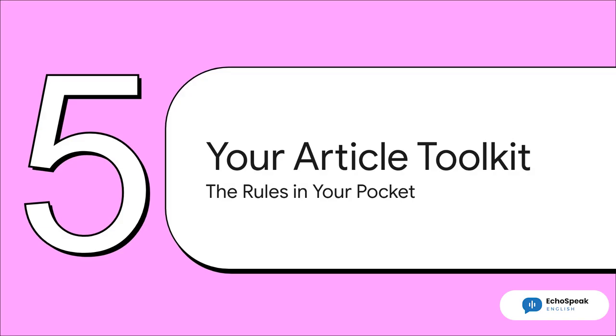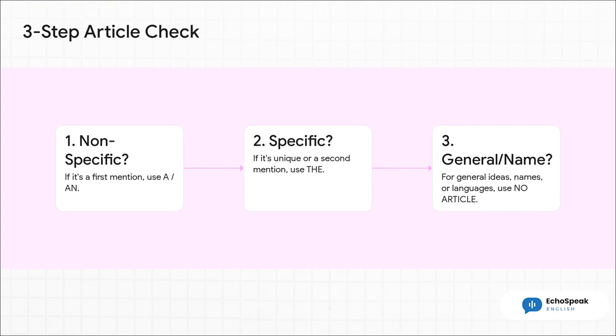Okay, I know that was a lot of information, but it all fits together perfectly, I promise. So let's package this all up into a simple, practical toolkit that you can basically carry in your pocket and use anytime you're speaking or writing. And here it is, your 3-step mental checklist. Next time you use a noun, just ask yourself these 3 things. 1, is this new information for my listener? Okay, go with a or an. 2, is this something we both already know about? Then use the. And 3, am I talking about a whole category or a proper name? Then you probably need no article at all. That's it. That's the core logic that will guide you every single time.